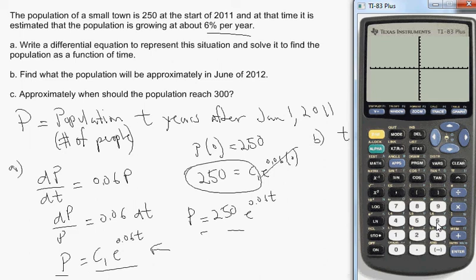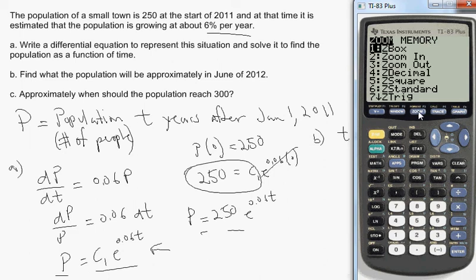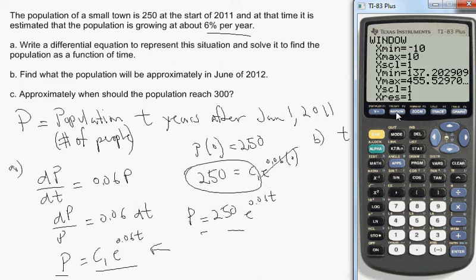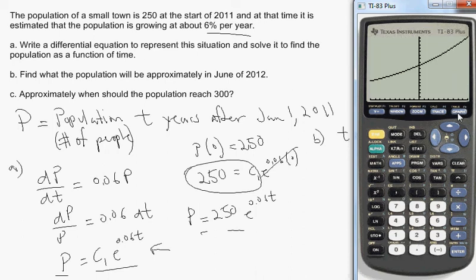Or maybe it's not. It's up at 250. So let's go zoom fit, and then we get a better idea. And let's look at our window. It goes from 137. Let's go down to 0 so we can get a better sense there. And let's go by 50s, or maybe 25s as our scale. And then we can get a good idea.